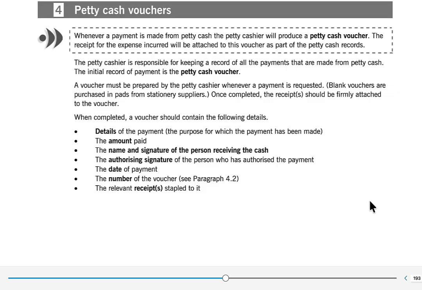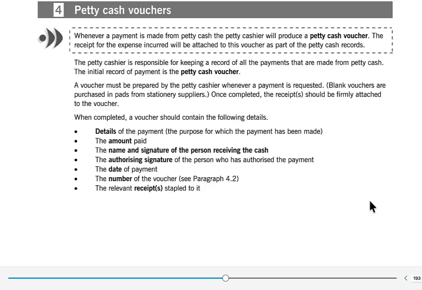This is why the book says the voucher is the initial record of the payment. Who prepares the voucher? The petty cashier prepares it. The petty cashier is the person responsible for petty cash, so it is their job to record every payment properly and to keep the vouchers and receipts organized.